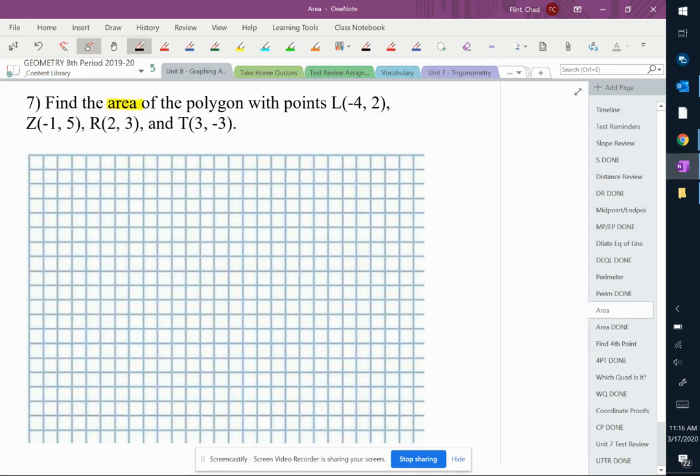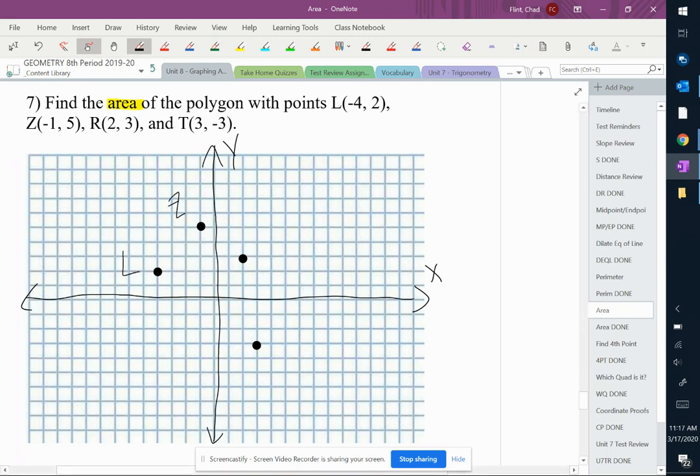Finding an area, so we need to know what it looks like. So let's draw a graph. Shade it in so that it stands out when it gets put inside of the rectangle.